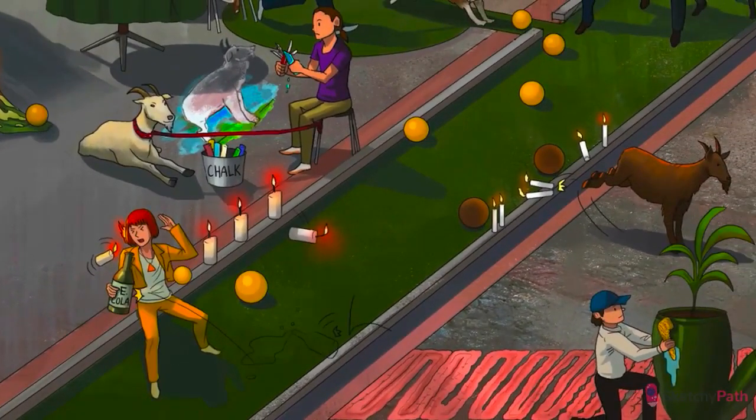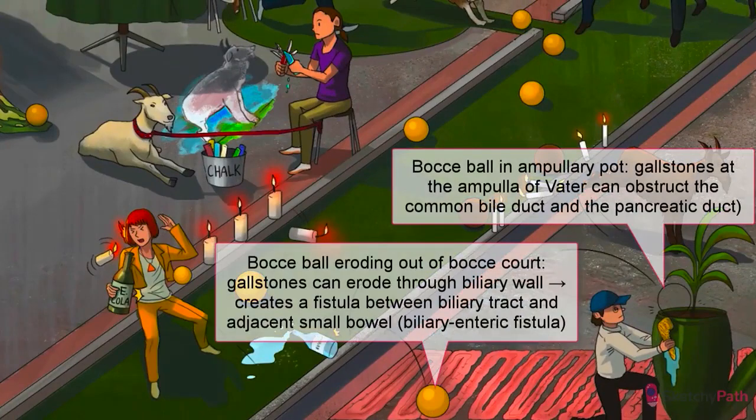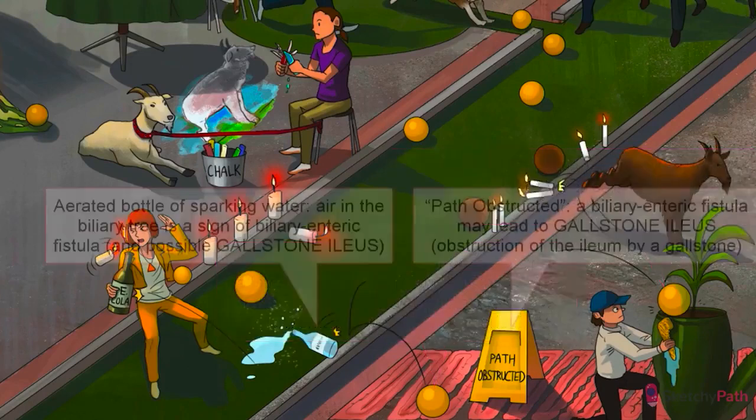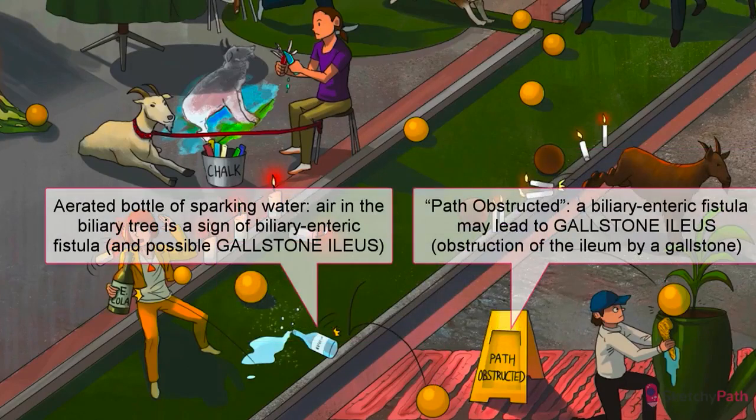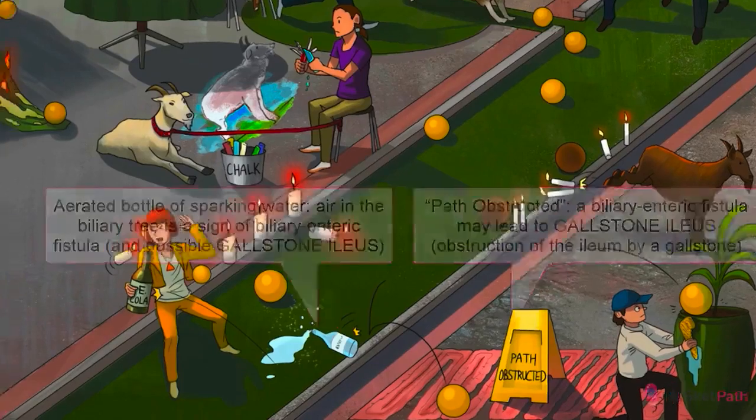A unique complication of gallstone disease is gallstone ileus. Rarely, a stone, usually in the common bile duct, can cause enough inflammation to erode through the duct and form a fistula into the adjacent small bowel. If the gallstone is large enough, it can actually obstruct the bowel. Crazy. Because the bowel contains air, and the biliary tree normally doesn't, the finding of air in the biliary tree, leaking in through that cholecysto-enteric fistula, is pathognomonic for gallstone ileus. So let this aerated bottle of sparkling water remind you of air in the biliary tract. This is most commonly seen on abdominal CT during the workup for other, more common causes of ileus.